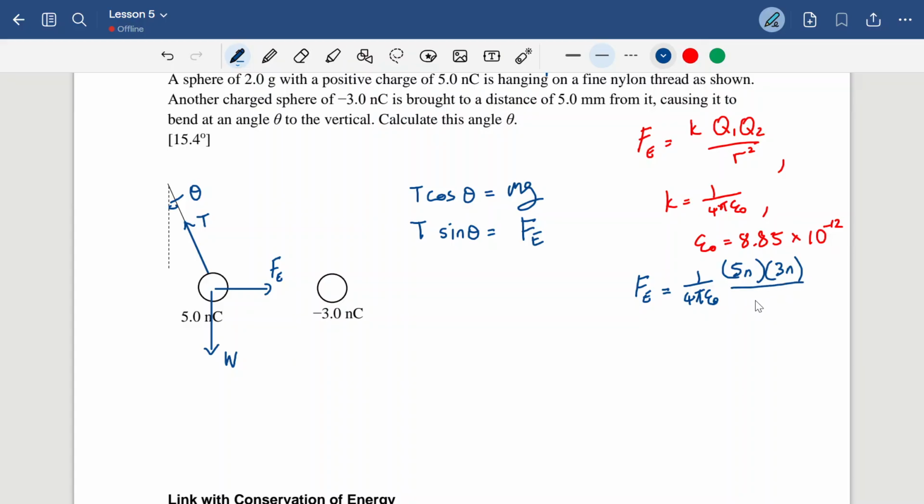So over 5 mm squared, 8.85, then times 15 minus 18, divided by 5 times 10 to the negative 3 squared. You should get 0.005395 newtons. And the weight is 2 grams.